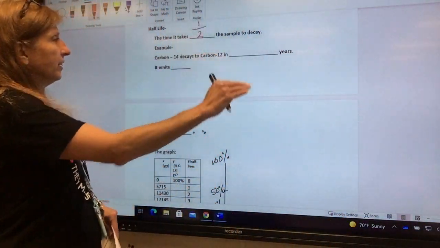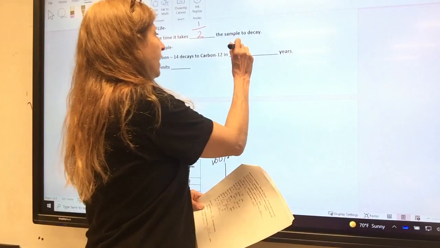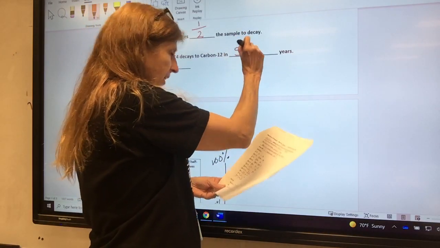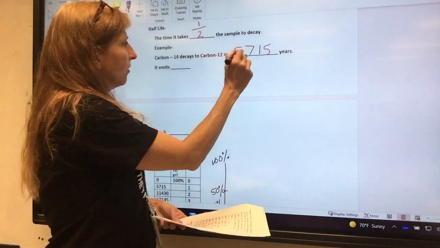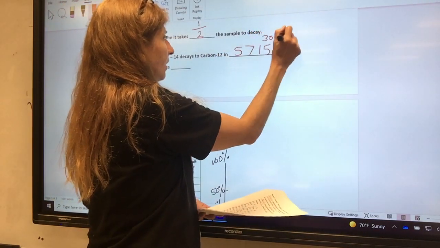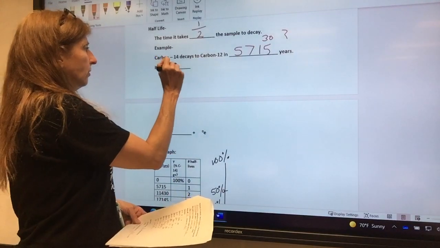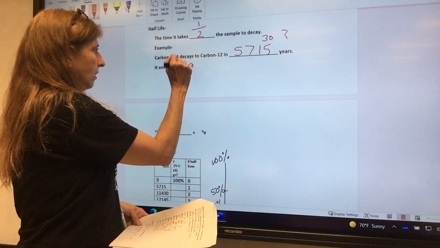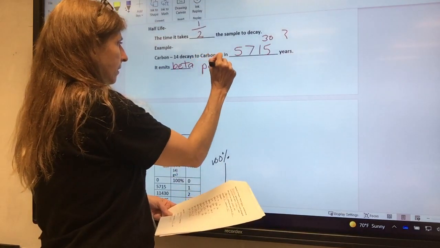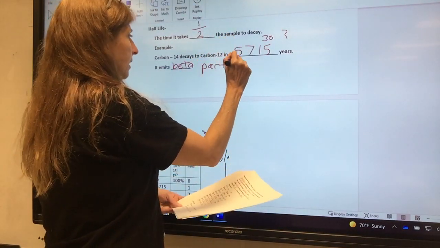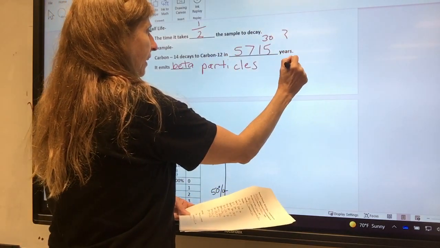Okay, so here's an example problem. Carbon-14 decays to carbon-12 in 5,715 years. Did you see that? The 7 just disappeared. Now, I heard 30. Somebody said it was 30. We'll double check that one. Okay, but it emits beta particles. And the symbol is that.